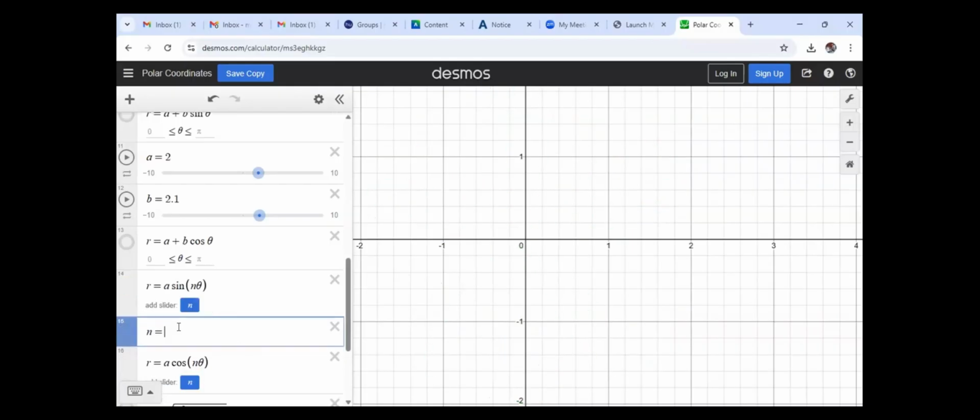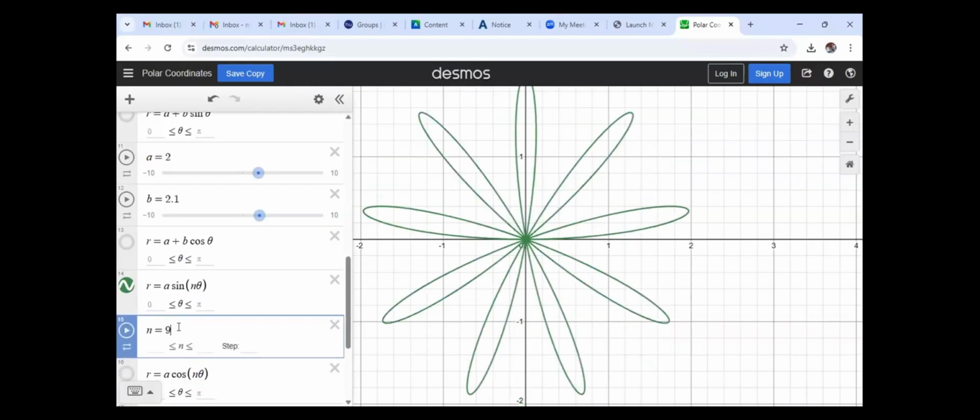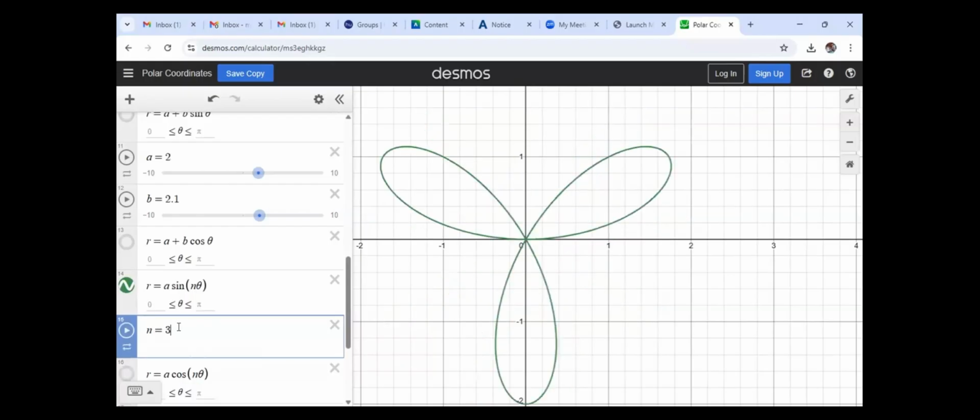5 is 5. 7 is 7. 9 is 9. So whenever it's an odd number, we get exactly the number of petals as whatever our n is. Although that's not really true. We actually get double them. So, but here's the thing.